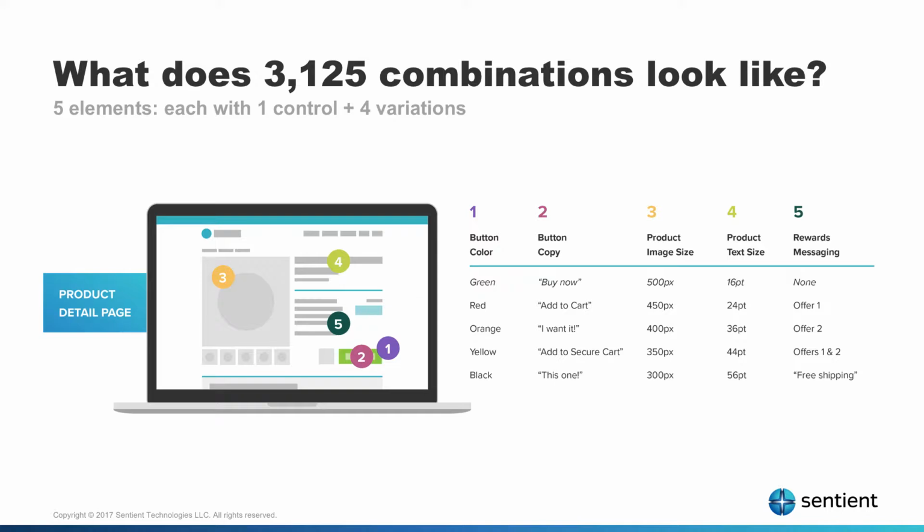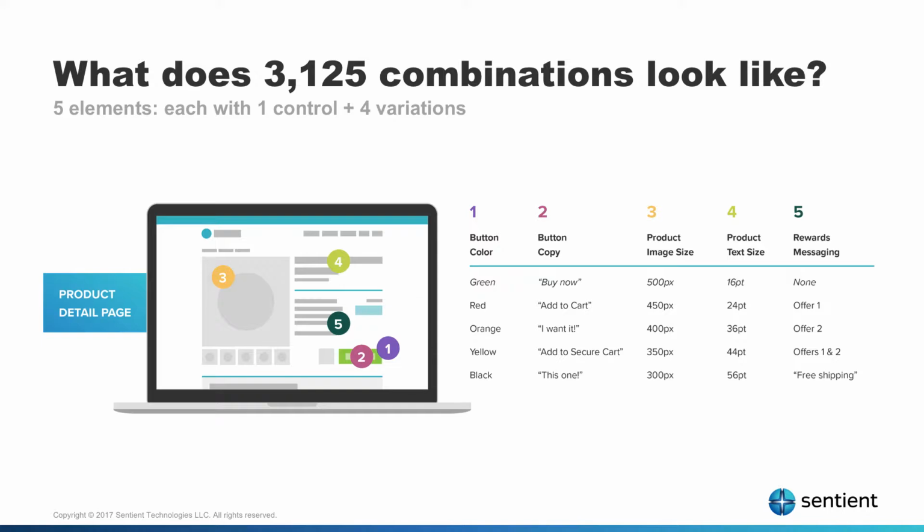So if we take a look at this example product detail page, we have 5 elements on the page. We have the button color, the button copy, the product image size, the product text size, the rewards messaging. And then we have one value for the original content, the control, and we've created 4 variations for each element.